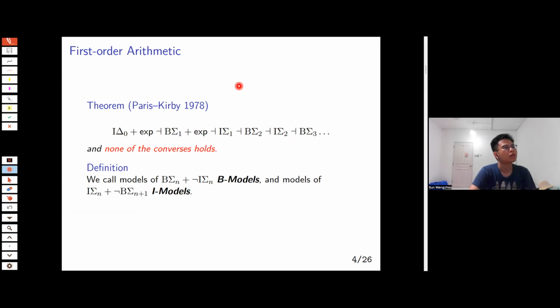Because the union is just PA, if a model fails to satisfy PA, then it is either at this level, where you have the collection but you do not have the induction, and for this kind of model we call it a B model, or you have induction but you do not have the next level of collection, and for this kind we call it an I model. These two kinds of model actually have different model theoretic properties in some sense. In this talk we will focus more on B models, but we'll also talk about I models.